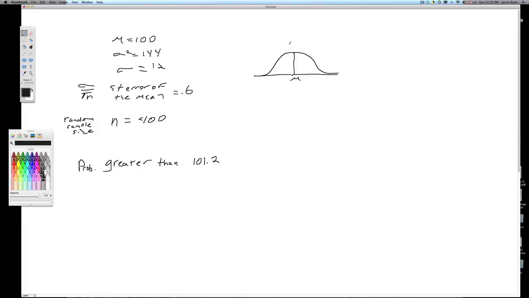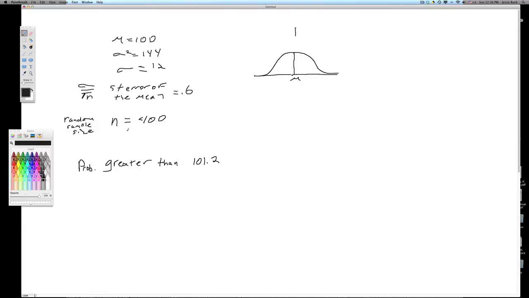So let's say that you've got a normal curve. Remember, area of the normal curve equals 1. And you have a list of scores. My mean is 100, variance is 144, standard deviation is 12.